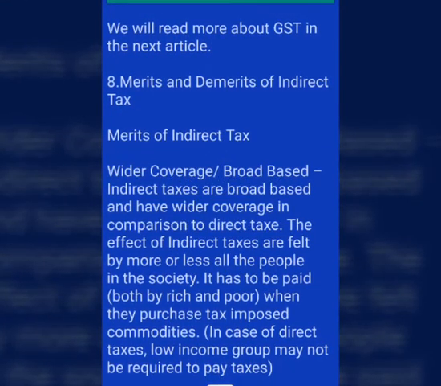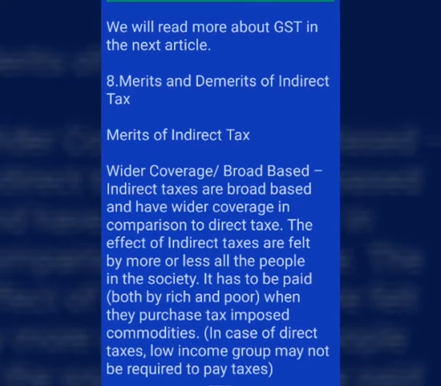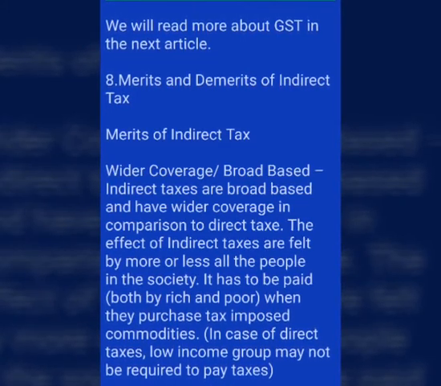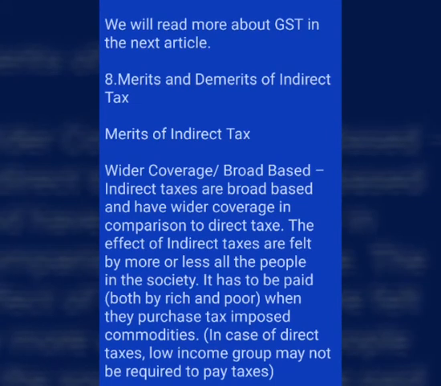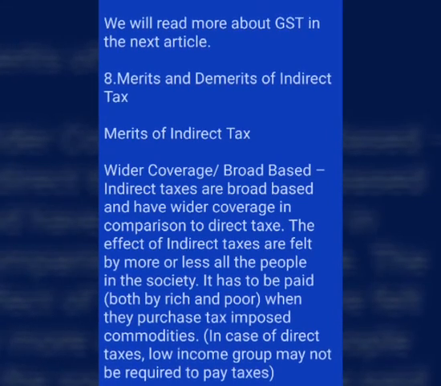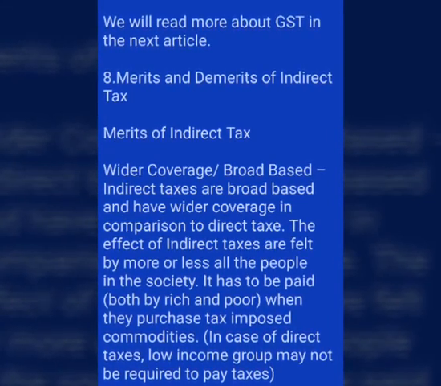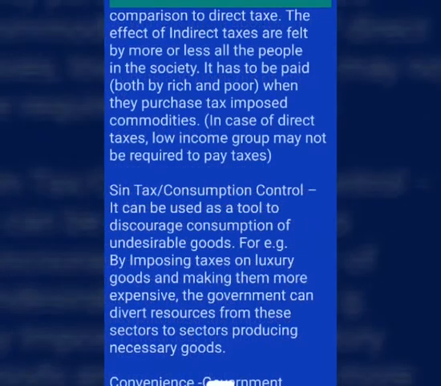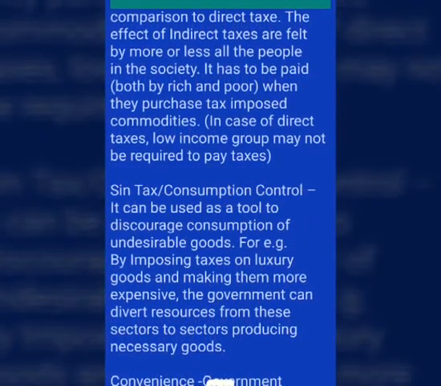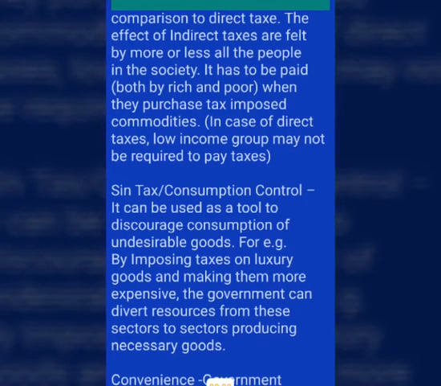Uncertain. Indirect taxes are often rather uncertain. Taxes on commodities with elastic demand are particularly uncertain, since quantity demanded will be greatly affected as prices go up due to the imposition of tax. Inflationary. As indirect taxes increase the prices of the commodity, they are considered inflationary.